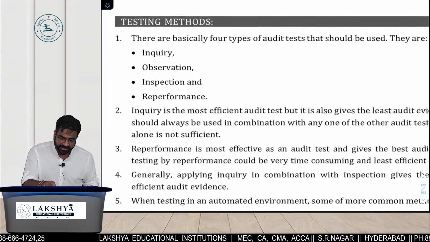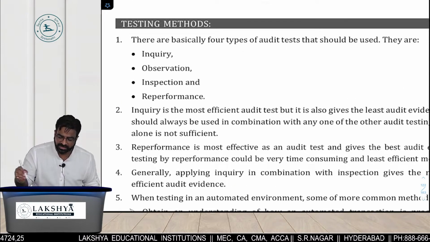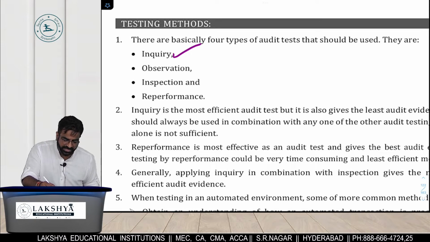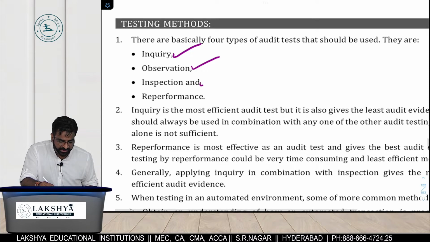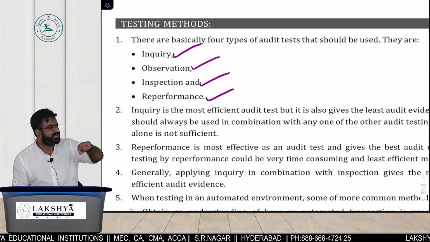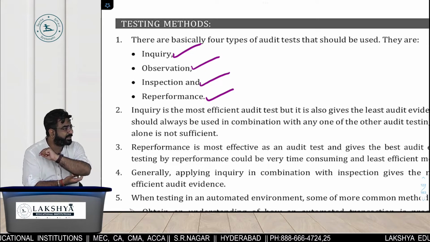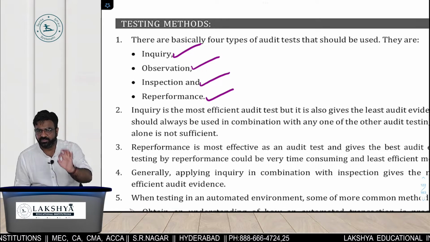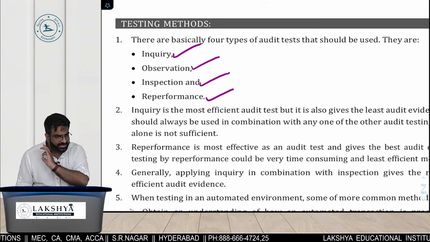Okay? Now see, there are basically 4 types of audit tests that should be used. What is the first one? Inquiry. Second one, observation. Third one, inspection. And the fourth one, there we used to call it recomputation. Here we are going to call it re-performance. That is the only difference. Rest everything is the same.